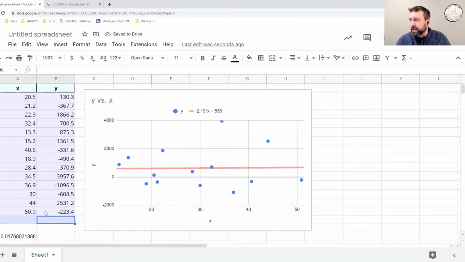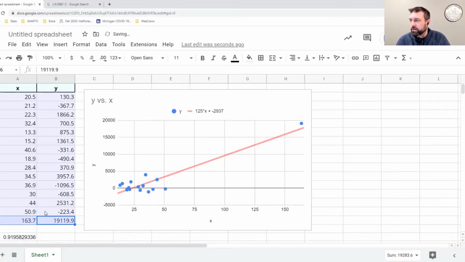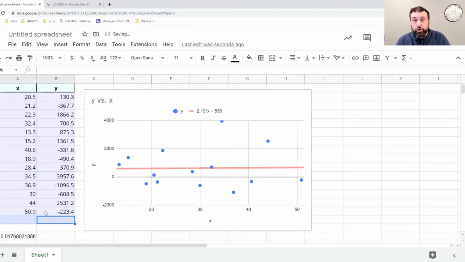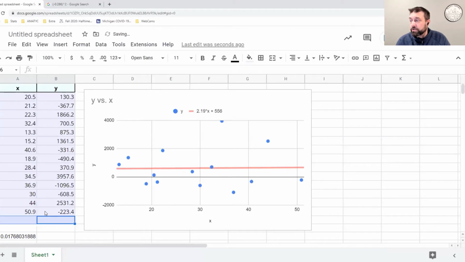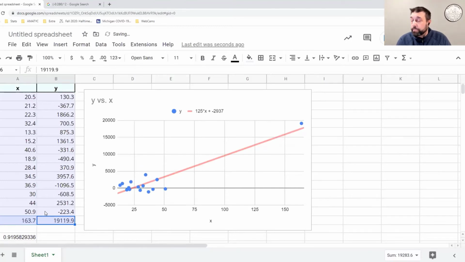See the number in front of the X? 2.19. Here's with the outlier, a slope of 125. And without the outlier, a slope of 2. So your slope goes from 125 down to 2, depending on whether or not you include the outlier. Significant difference? Oh yeah, big significant difference. All right, cool.